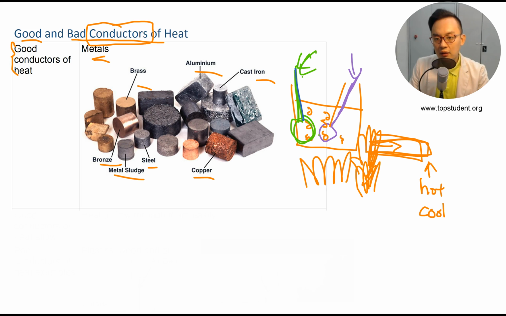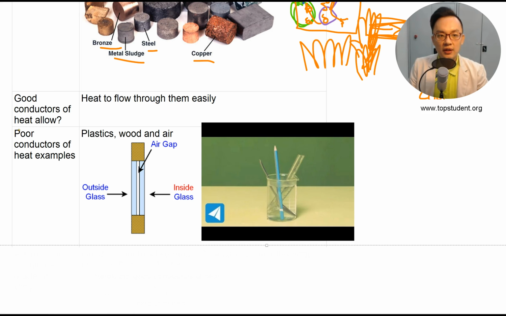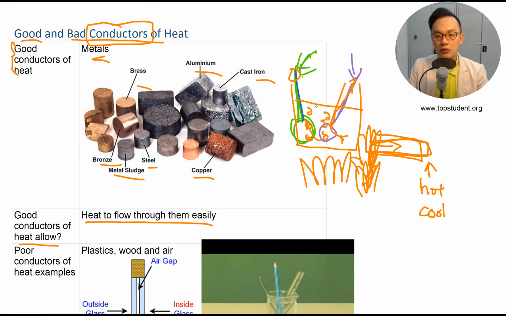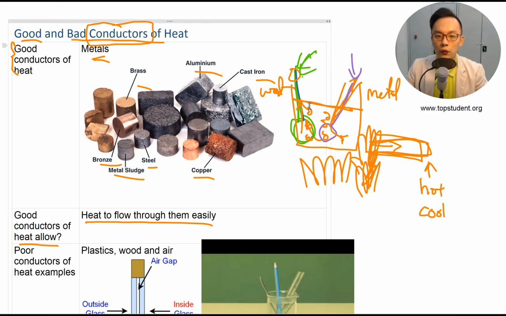So the metal is conducting the heat from the water to this part, and the wood doesn't really conduct much heat from the water to this point. That's what it means by good and bad conductor. So what do good conductors of heat allow? They allow heat to flow through them easily. If we look at the diagram again, with boiling water, the heat can easily flow upwards for the metal spoon, but for the wooden spoon, it cannot flow upwards this way, so it doesn't allow heat to flow through easily.